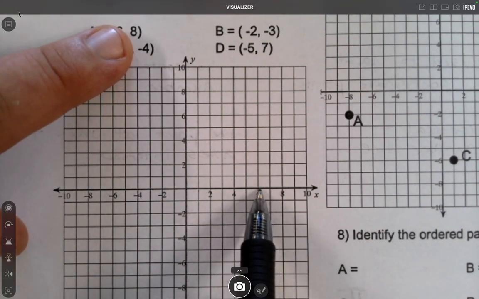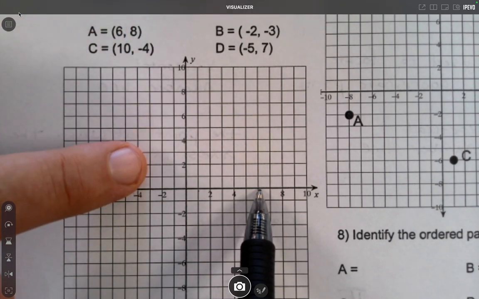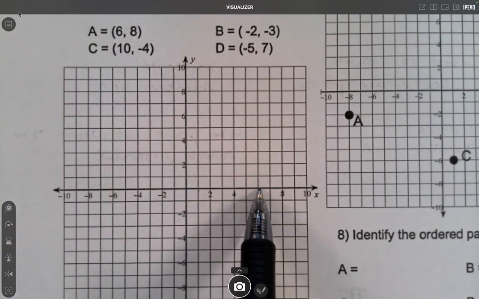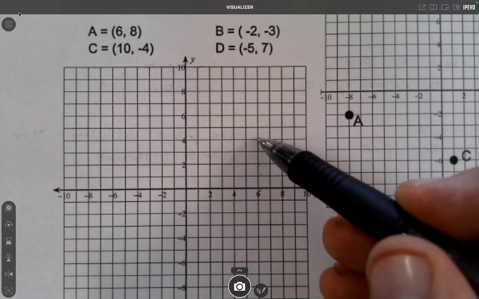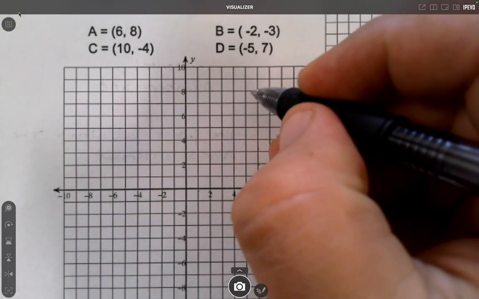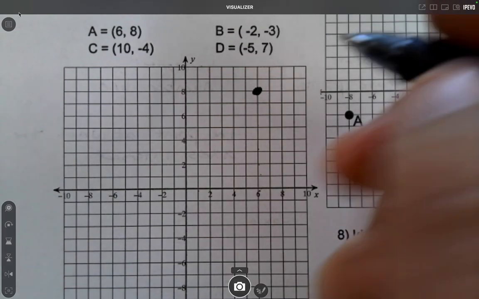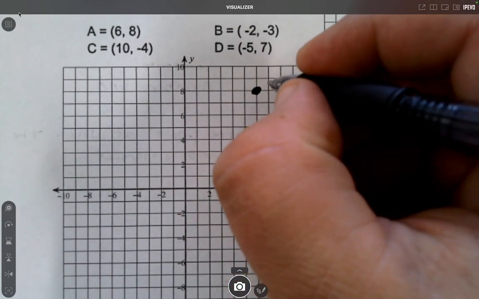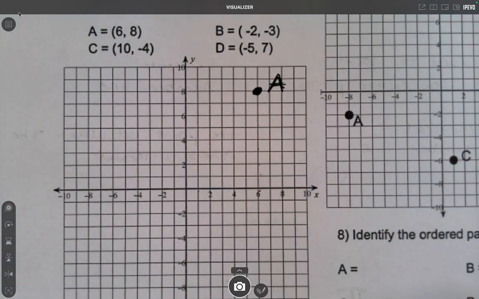Then the second number, 8, tells me how high or low to go. When it's positive, we go up, which makes sense. Positive go up, negative go down. So now that we've gone over 6, we go up 1, 2, 3, 4, 5, 6, 7, 8. And normally you will not have to label these, but just since we're first starting with this, I'm going to, just so we know which is which. That is point A.